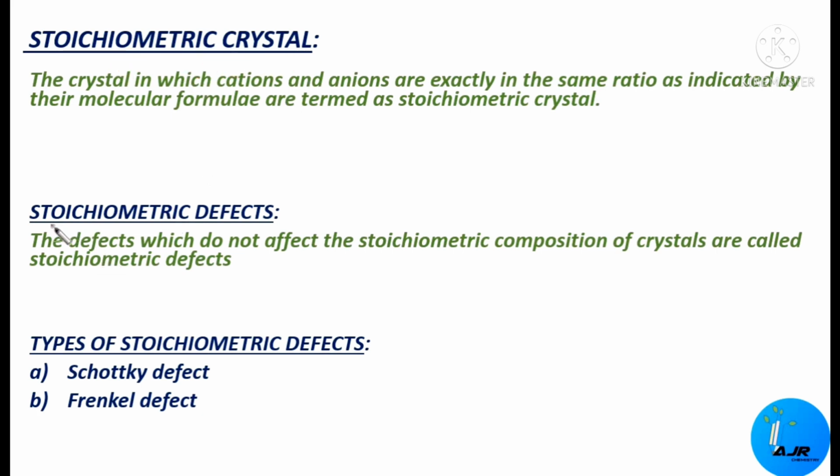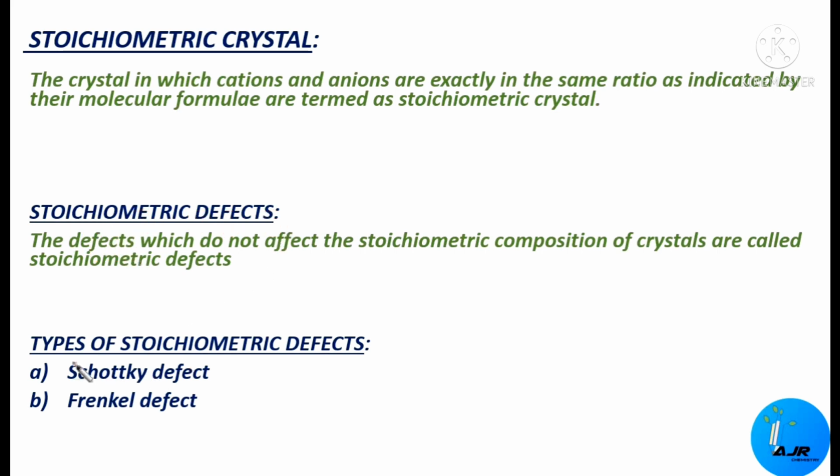Then what do you mean by a stoichiometric defect? The defects which do not affect the stoichiometric composition of a crystal are called stoichiometric defects. Whenever there is a defect in a stoichiometric crystal, obviously there won't be any change in the number of cations or anions in the crystal, right? If that is the case, then that defect is called a stoichiometric defect.